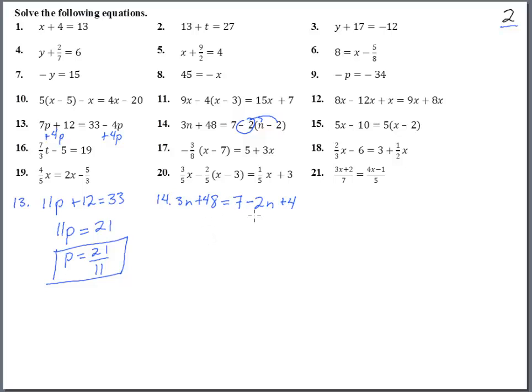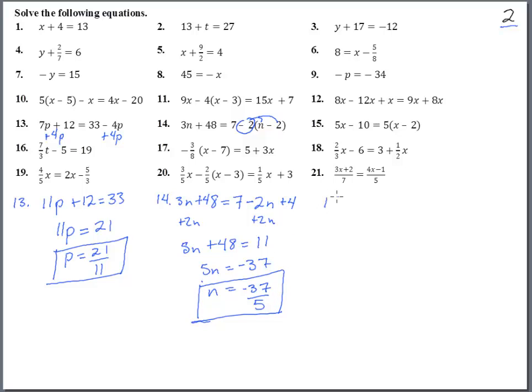Get the n's together, so we're going to add 2n to this side and add 2n to this side. We get 5n plus 48 equals 7 plus 4 is 11. Subtract 48 from both sides. 5n equals a negative 37. And divide by 5. We get n equals negative 37 fifths. We could also write that as negative 7.2 or anything like that.